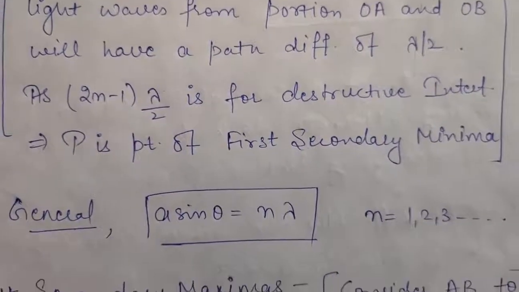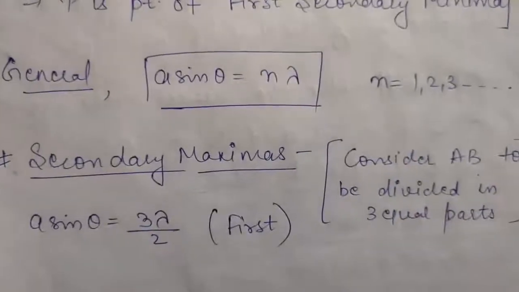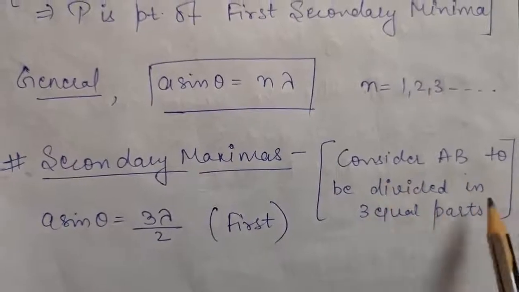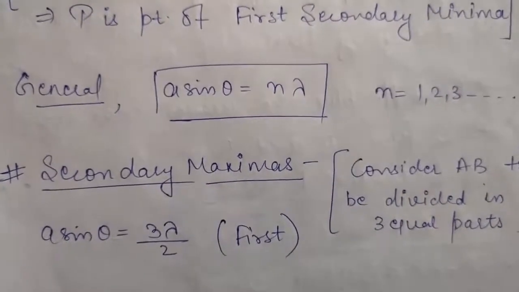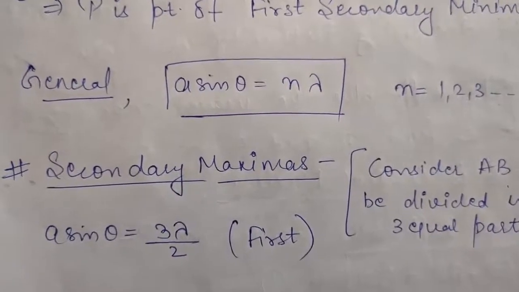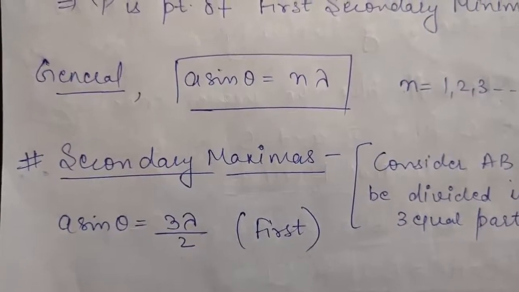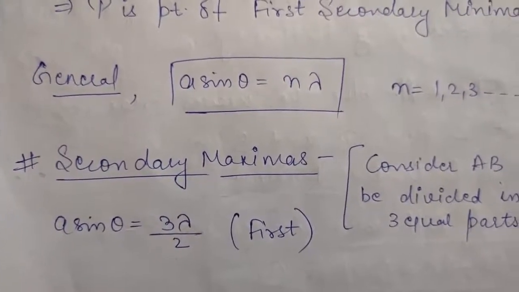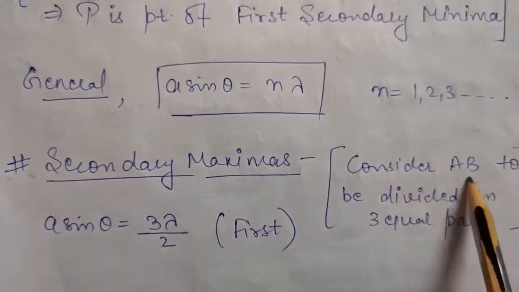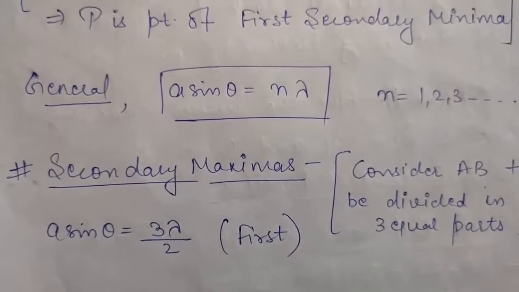Now similarly we will talk about secondary maxima. For secondary maxima, we will consider AB to be divided into 3 parts. Students, remember: for minima, you divide the slit into even parts, that is, either 2 parts, 4 parts, 6 parts. But for secondary maxima, you divide the slit into odd parts, that is, either 3 parts, 5 parts, 7 parts, etc.